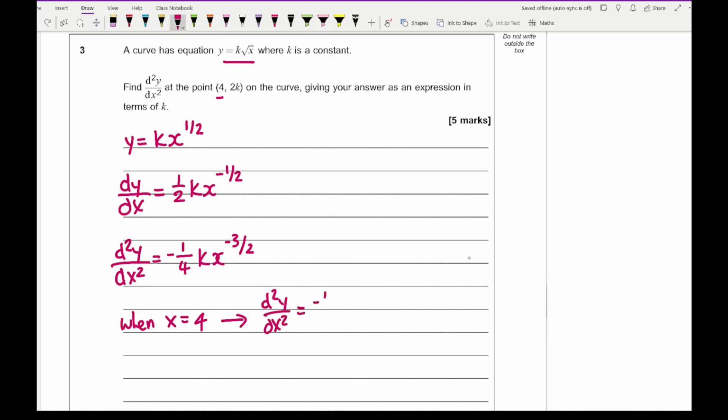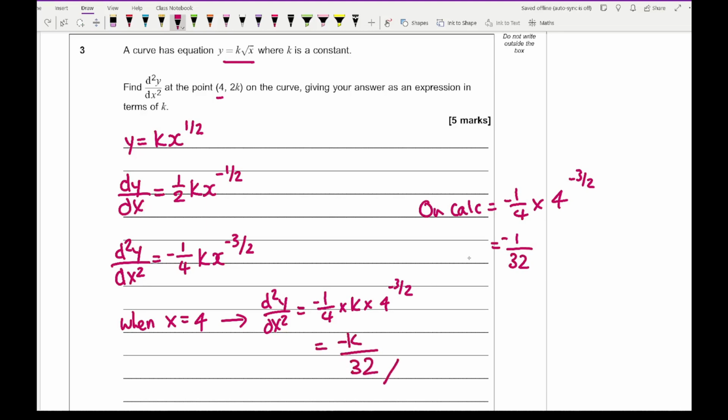then the second derivative is going to equal minus a quarter times k times 4 to the power of minus 3 over 2. So all I need to do is on the calculator type in minus a quarter multiplied by 4 to the power of 3 over 2, in which I get an answer of minus 1 over 32. So therefore this is going to equal minus k over 32, and there is my final answer. And from this you should be able to establish that that would get you 1 mark, that will get you 1 mark, that's going to get you 1 mark. Substituting 4 into the second derivative will get you 1 mark, and then 1 mark for your final answer there.